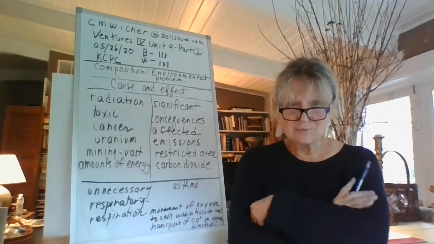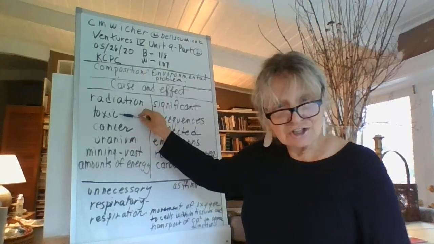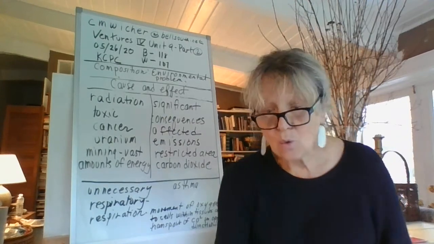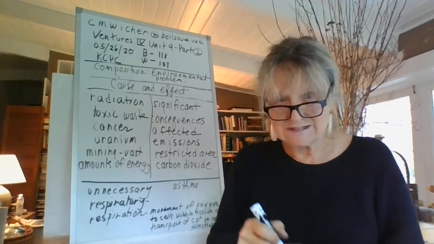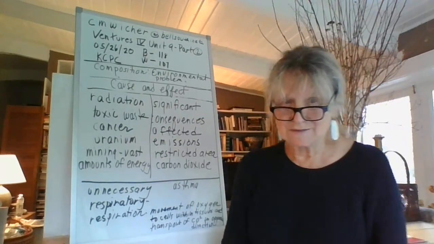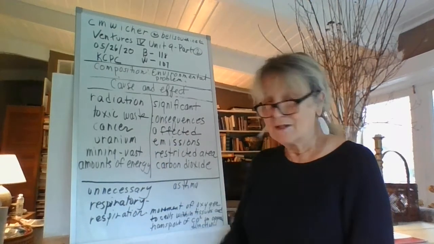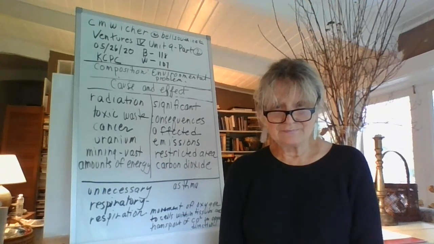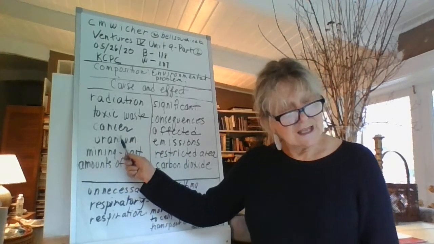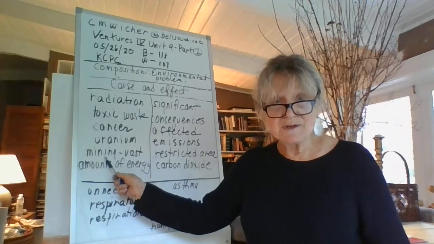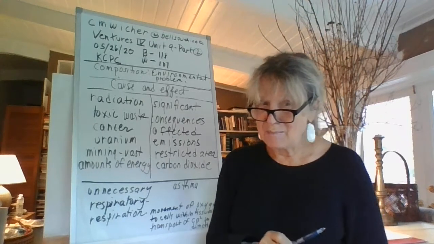So the first one, radiation. Next, toxic waste, right? Toxic waste. The next one, cancer. The next, uranium. What is it? Uranium. In order to get uranium, it has to be mined. So I put down mining. This was after reading about this.